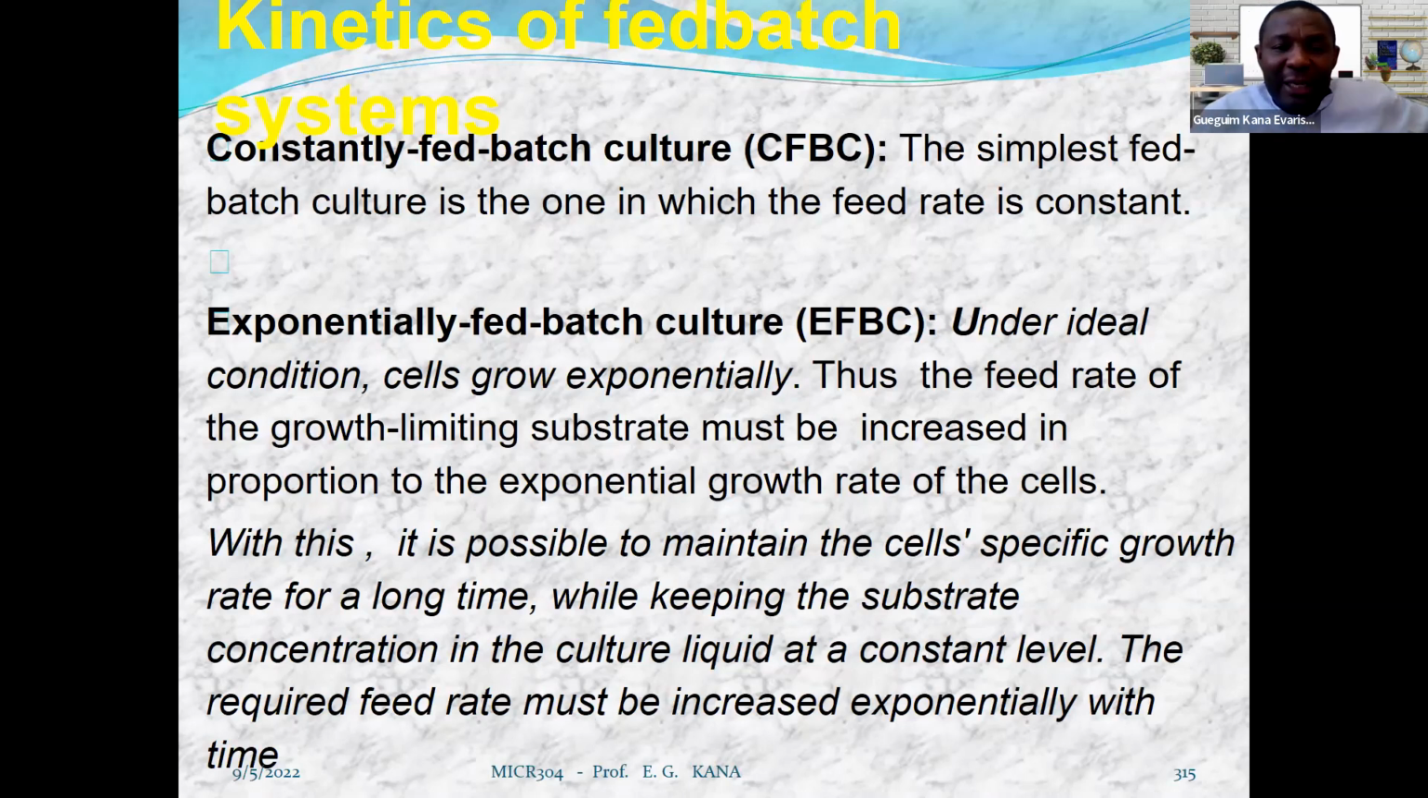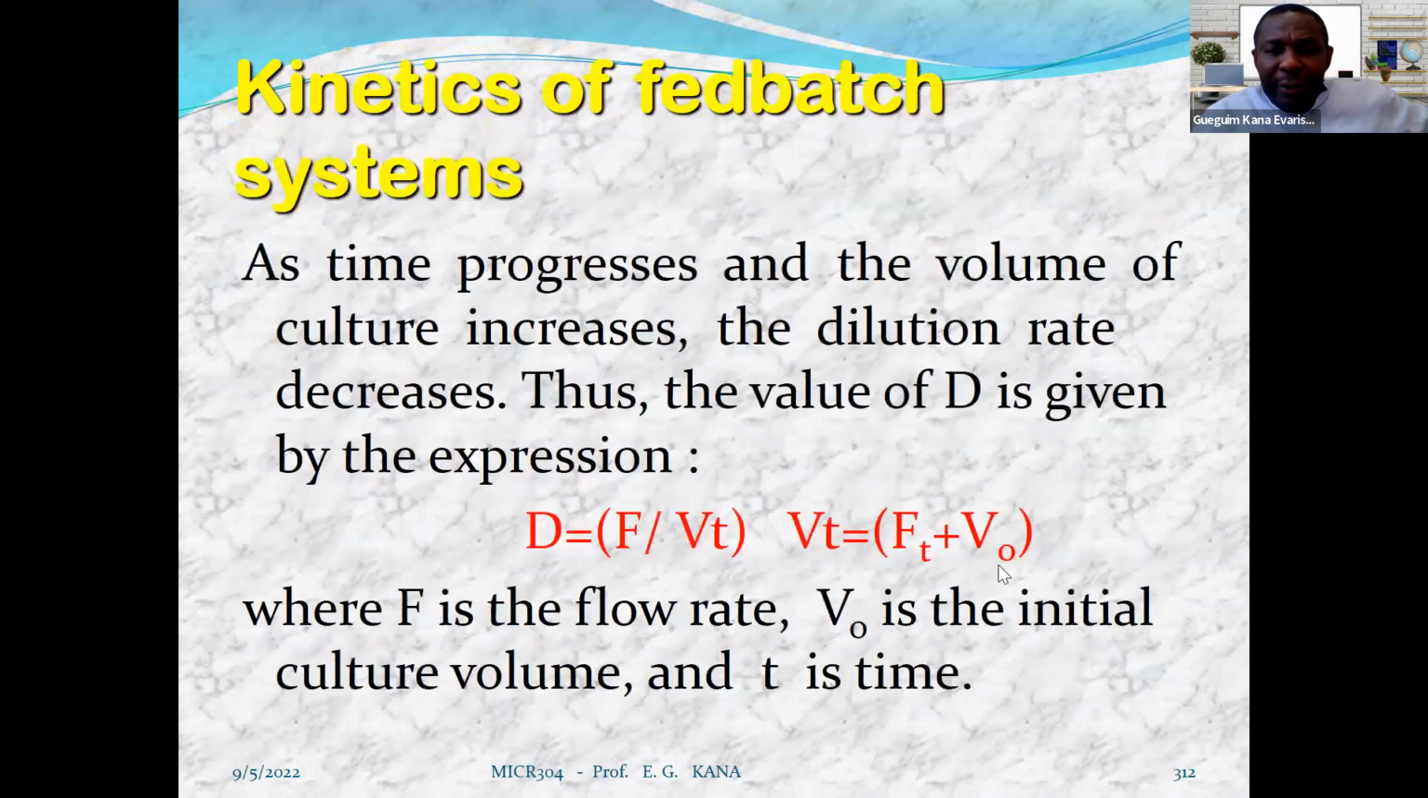Let me go back a couple of slides to further illustrate what I mean. Going through this system, we said D equals F, the flow rate, divided by V, the volume of the reactor. In a continuous system, the volume was constant, right? However, in the fed batch mode, you are feeding the reactor, but nothing is going out. By implication, the volume increases.